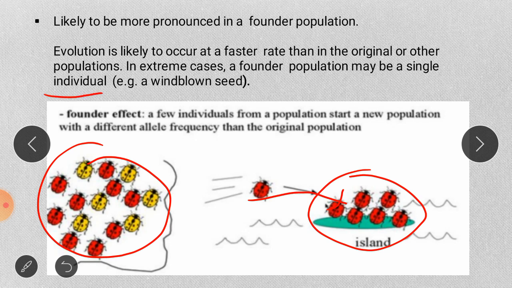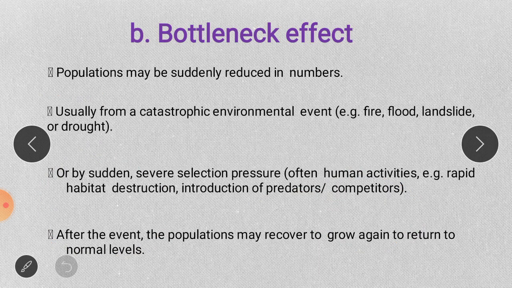Here we have taken the example of beetles, but with the help of wind, one seed can move from one location to a new location where it starts a new population. So there will be a change in allelic frequency. Then the second effect is the bottleneck effect, in which a population may be suddenly reduced in number.